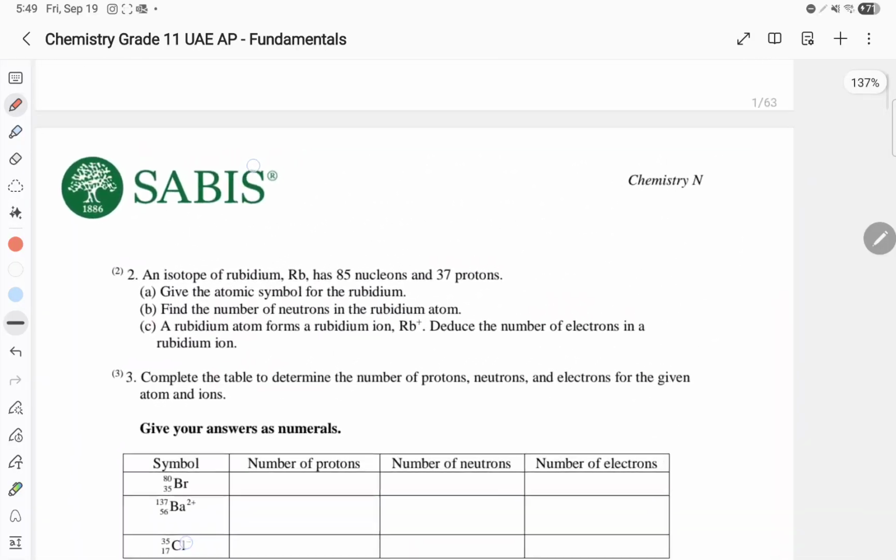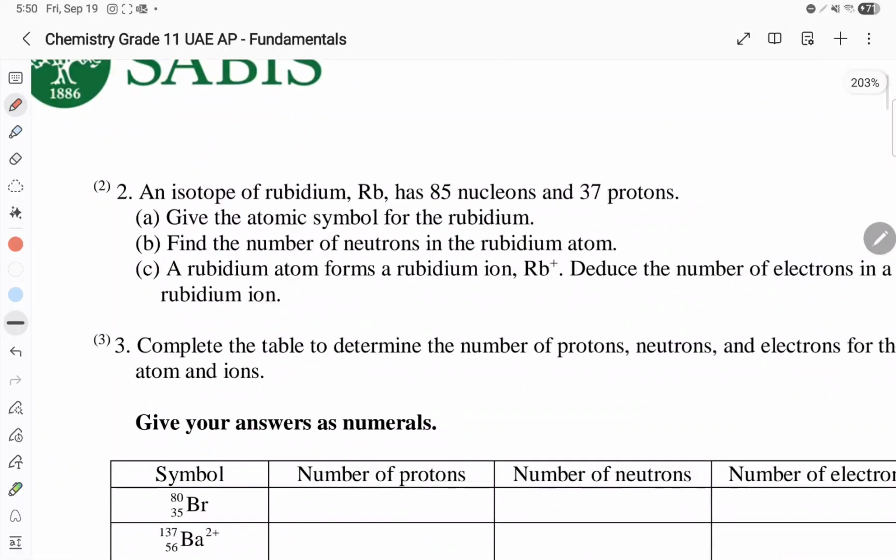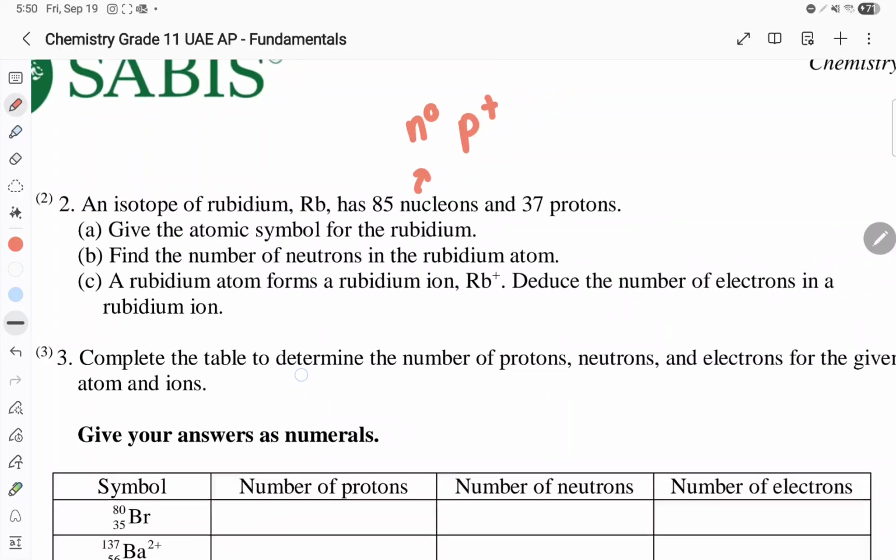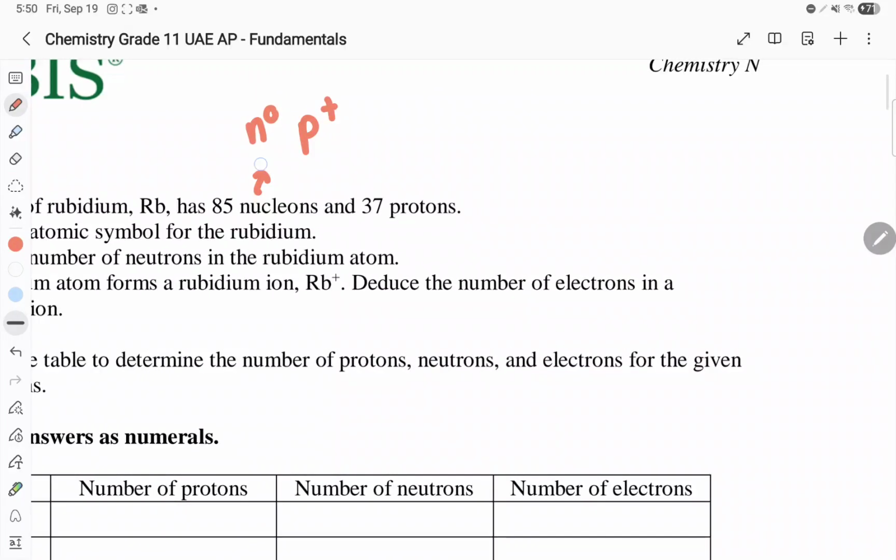Let's move on to question 2. An isotope of rubidium has 85 nucleons and 37 protons. Nucleons are basically neutrons and protons. So, give the atomic symbol. Now, to write an atomic symbol, you have to write your chemical symbol. So, in this case, it's Rb.